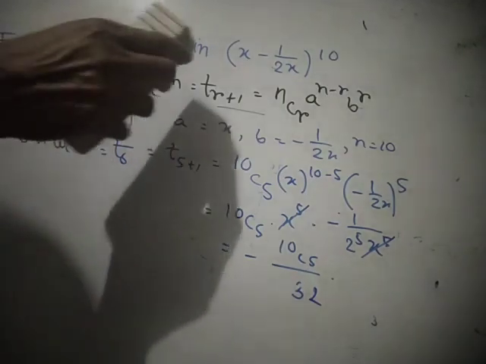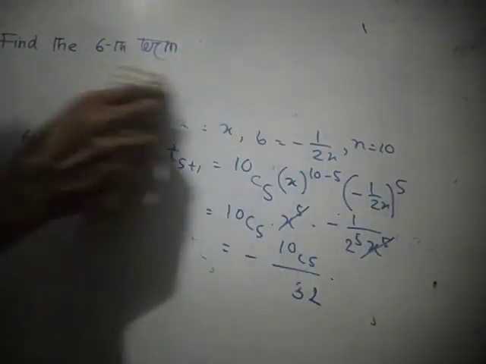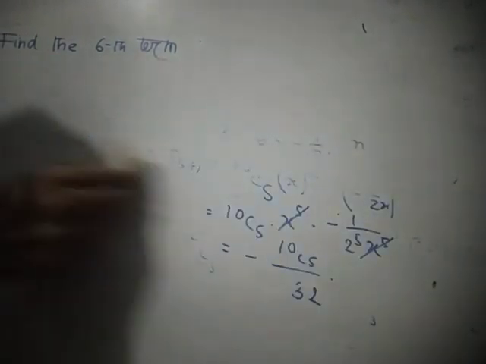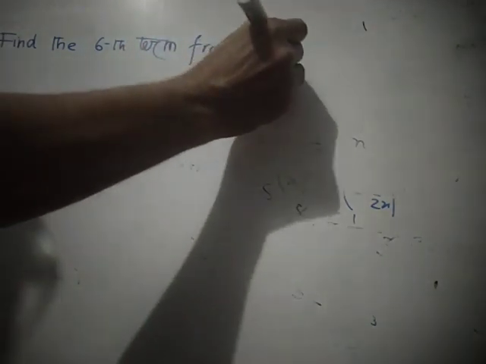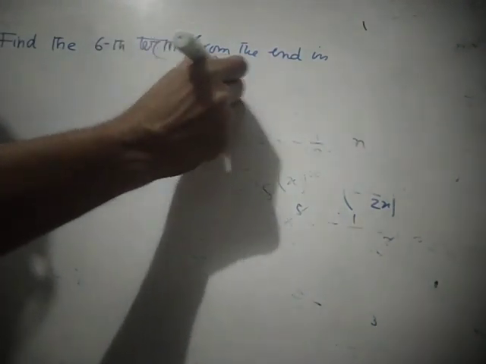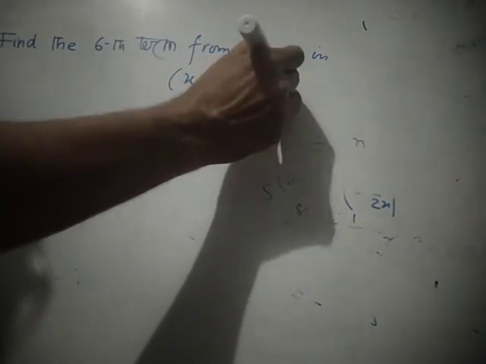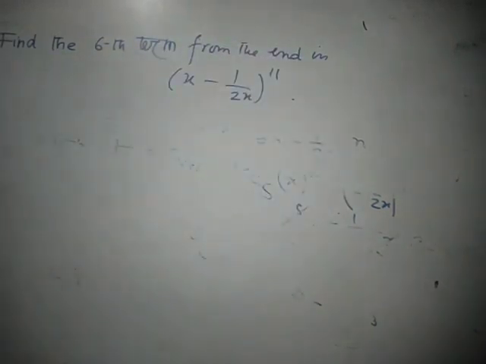For another type of sum, suppose we are given the sixth term from the end. Then how do we do it? In this sum we were given the sixth term, which means we find it from the beginning. This time we are given the sixth term from the end, in the expansion of (x minus 1 by 2x) whole to the power 11.